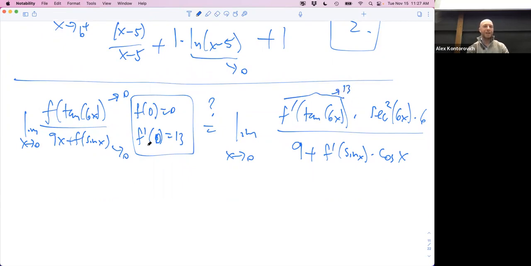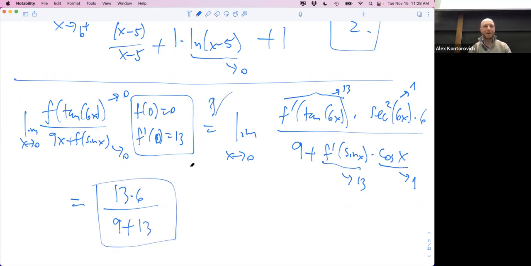I wrote it like this, but the limit is what we were given. What's secant of 0? Yeah, 1 over cosine of 0. This is going to 1. So far I have 13 times 6. So in the numerator, I'm getting 13 times 6. In the denominator, I have a 9 plus cosine is going to 1 and f prime is going to 13. Beautiful. Done. That's the limit. We're justified. End of story. This was D.